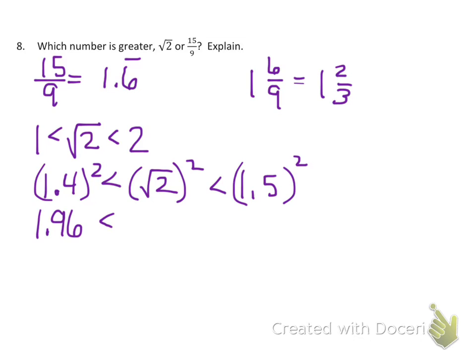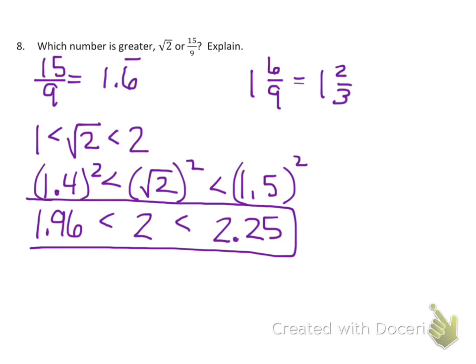Square root of 2 squared is 2. And 1.5 squared is, you might do this one in your head because 15 times 15 is 225. So 1.5 squared is 2.25. So 2 is between those. So the square root of 2 is greater than 1.4 and less than 1.5.